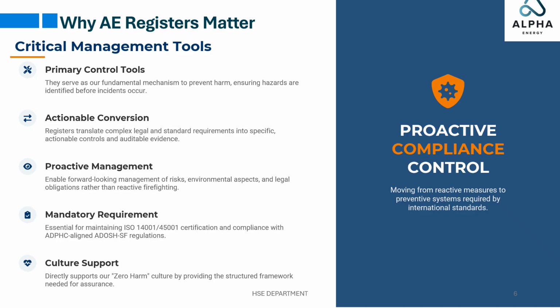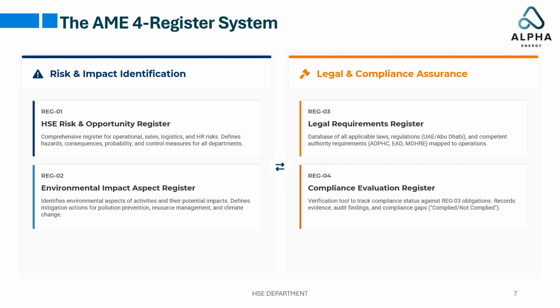The Al Masood Energy 4 register system is designed to manage risk, environmental aspects, legal obligations, and compliance assurance in an integrated manner. Under risk and impact identification, the system includes the HSE Risk and Opportunity Register, Reg 01, which identifies hazards, consequences, probability, and control measures across operational, sales, logistics, and HR activities, and the Environmental Impact Aspect Register, Reg 02, which identifies environmental aspects of activities and their potential impacts while defining mitigation measures for pollution prevention, resource management, and climate considerations.